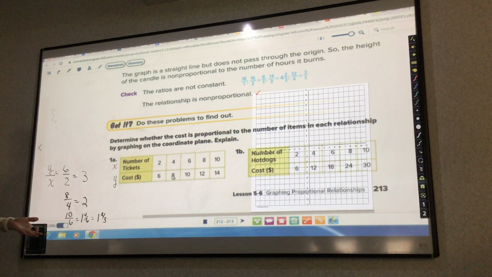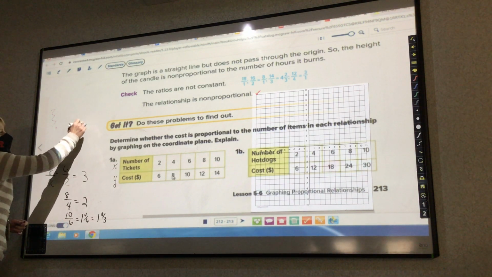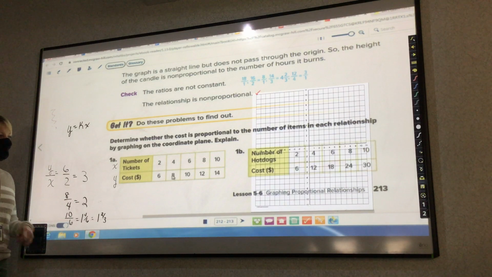Can I stop right now? I can. Is this going to be proportional? No. 2 reasons why. Is there a constant? There's no constant, so I cannot do y equals k times x, right? And then does it go through 0?